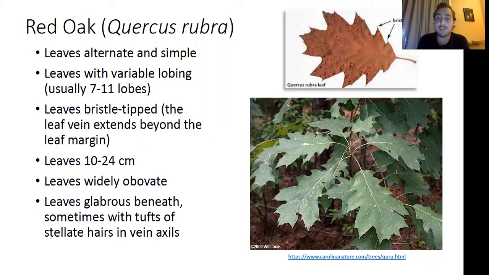Anywhere between 7 to 11 lobes are apparent. So remember, those are the extensions of the leaves between sinuses. So you can have 7 to 11 of these lobes. In red oaks, our leaves are bristle-tipped.